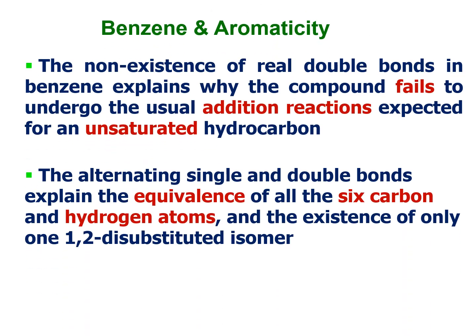In benzene, these double bonds do not really exist. They are not real. That's why benzene cannot undergo addition reaction typical of other unsaturated hydrocarbons. And because the single bond and double bond are always alternating, like I said in the previous slide, the carbon atoms are equivalent. And there is existence of only one disubstituted isomer. So either it is ortho, para, or meta, as we're going to see in upcoming slides.